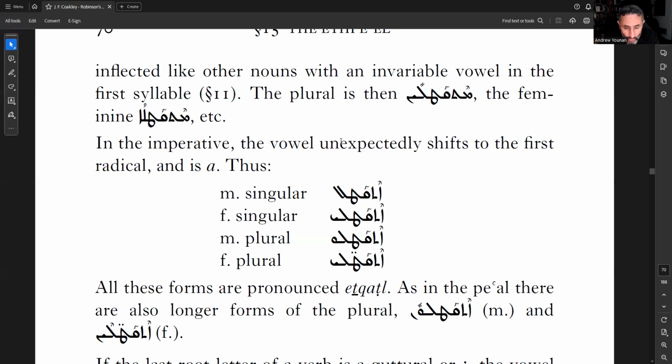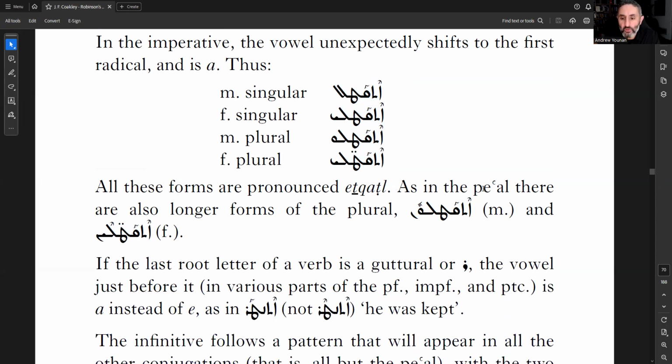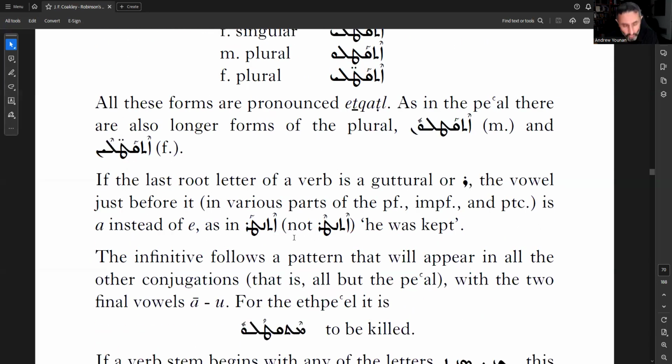In the imperative, so now we're showing the imperative of the passive. So it's like you're commanding someone, be killed. The vowel unexpectedly shifts to the first radical and is a. Ithqatl. They're all pronounced like that. Ithqatl. Be killed. Ithqatl. And then they have silent waw or silent yod. All these forms are pronounced qatl, as in the pa'al. There are also longer forms of the plural, ithqatlun and ithqatlin, very rare. So don't worry much about them.